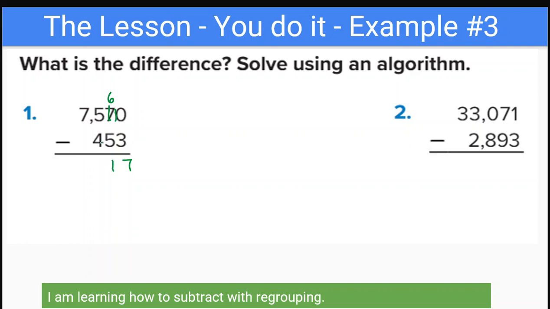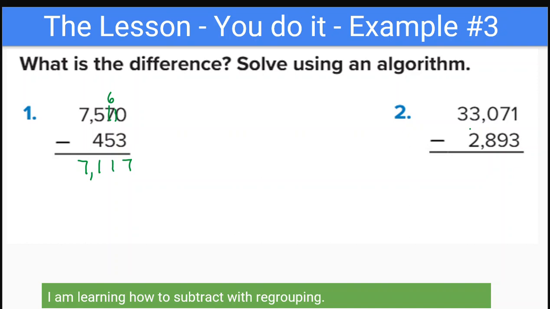How about 5 take away 4? Can you do that? Yeah, that's 1 also. And 7 take away nothing is 7. Okay, so I'm going to put a comma, 1, 2, 3. I put a comma right there. And the difference between these two numbers is 7,117.